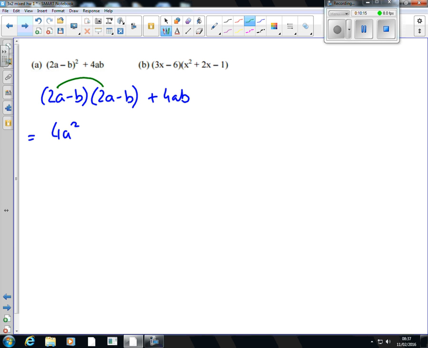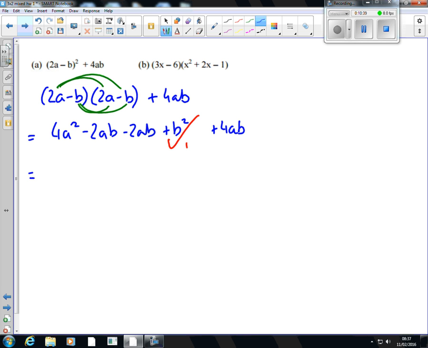And then we're going to have two lots of minus 2ab. So minus 2ab, minus 2ab. And then the last one's going to be negative b times negative b, so that's a positive b squared. This plus 4ab at the end, not part of the bracket, so that's going to stay. If you've got this bracket multiplied correctly, that's your first mark.